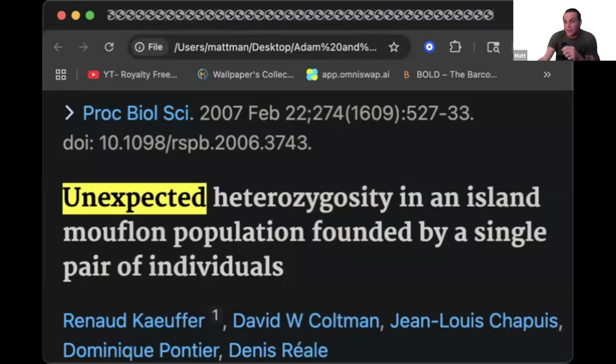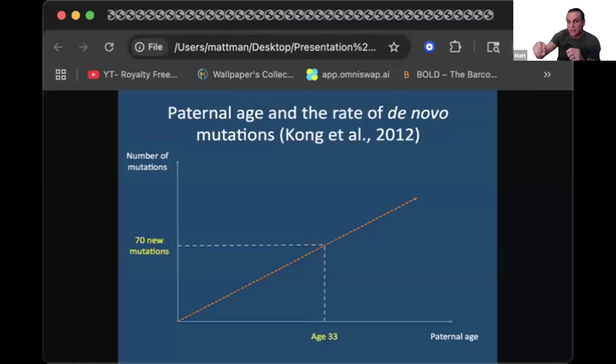It's very similar to rust on a car. You can't see each rust molecule, and it's inconsequential to the car, but over time the rust builds up and destroys the car. And so mutations are a huge problem for evolution. Matt, any thoughts, brother?